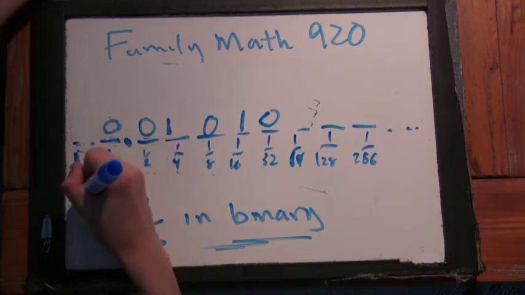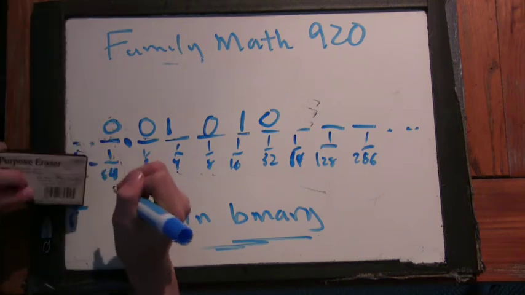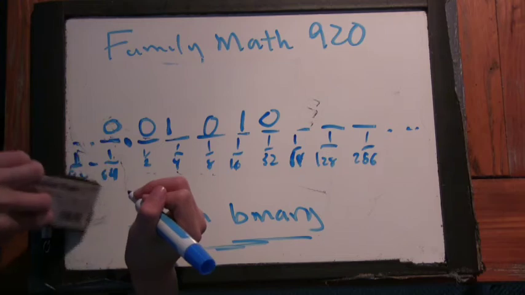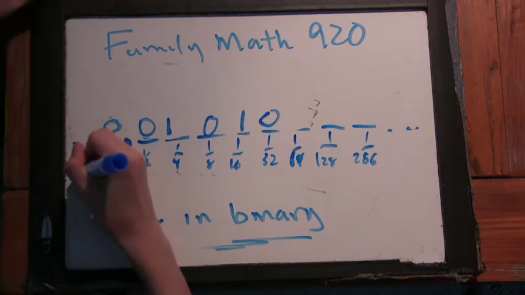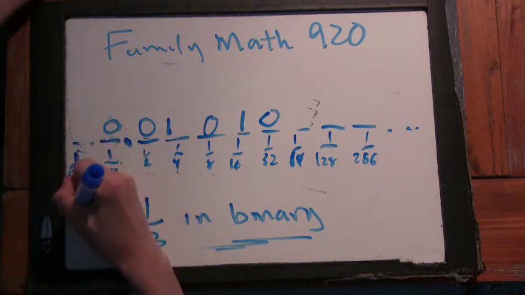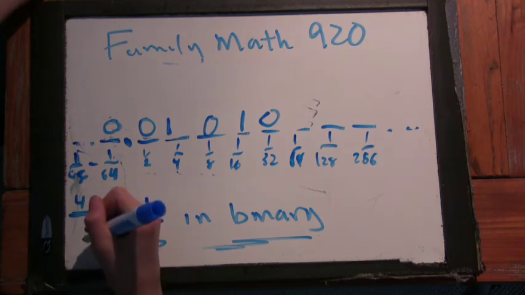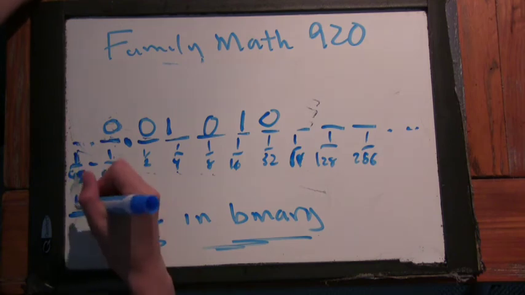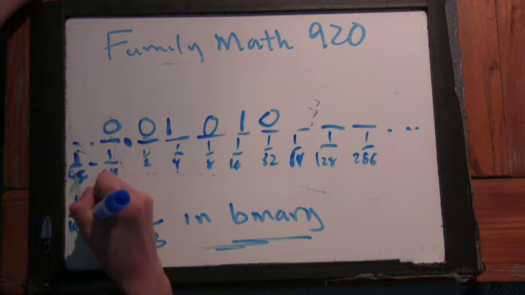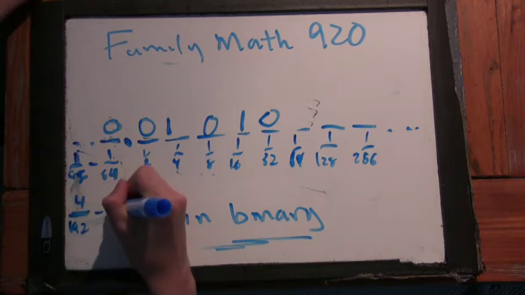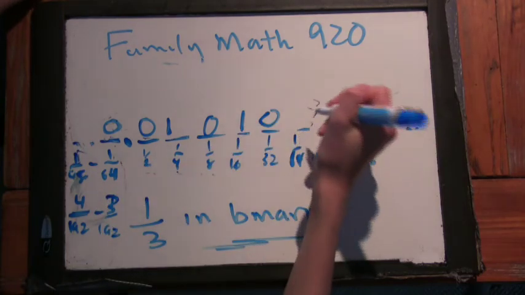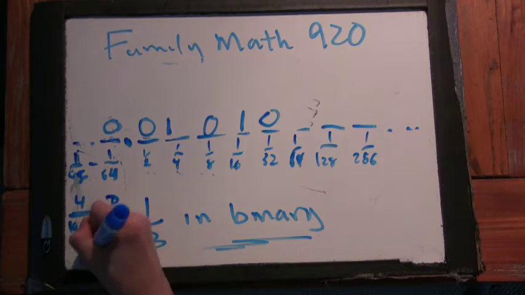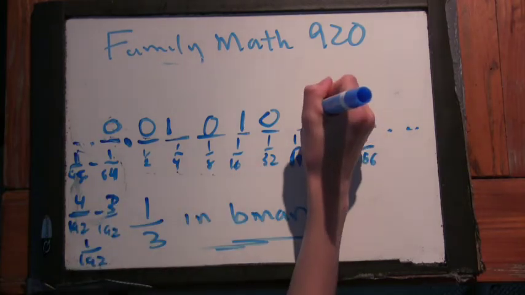Now we have to again multiply this by 4 over 4. One over 192, minus 3 over 192. So we have 1 over 192 left.